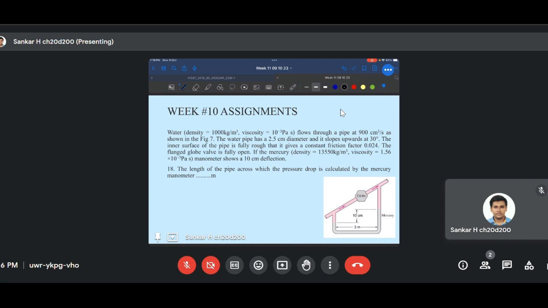We know that this distance is 3 meter. So if we consider this distance to be 3 meter with an inclination of 30 degrees, we'll be able to find out this length L. And this is nothing but 3 divided by cosine of the angle between that.